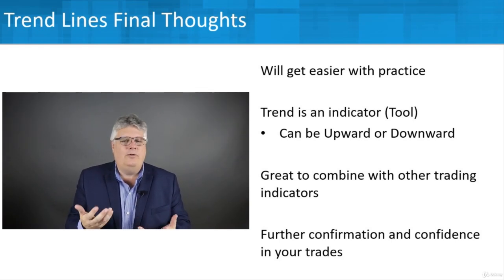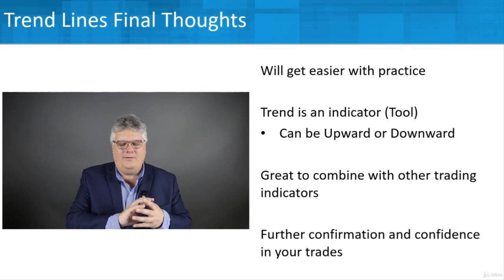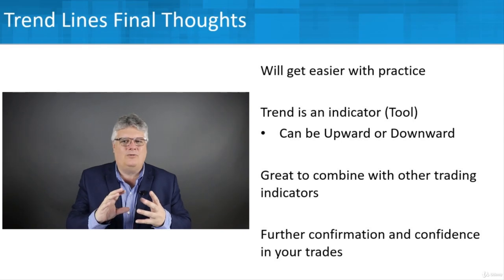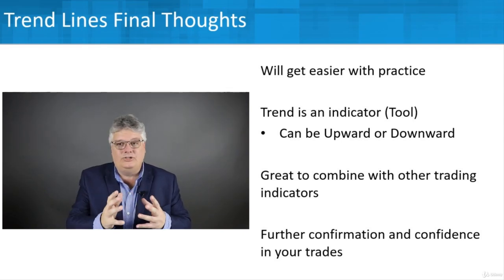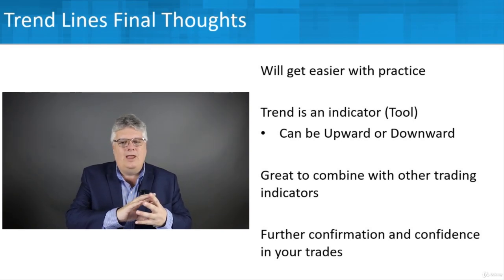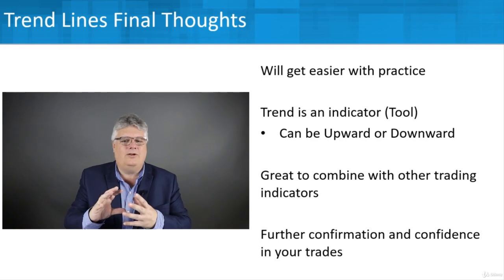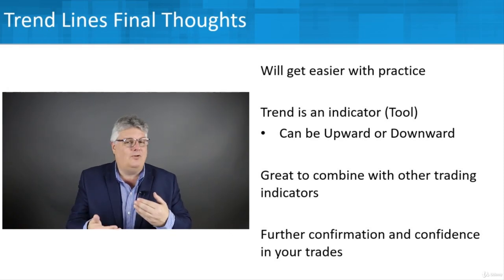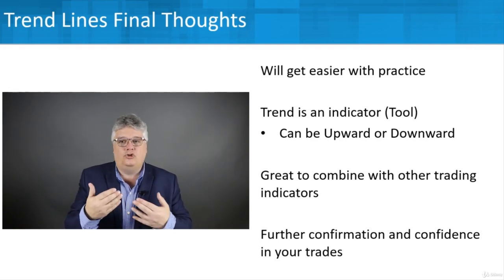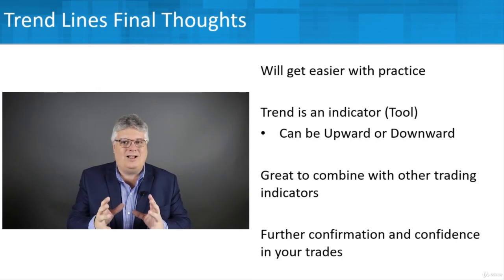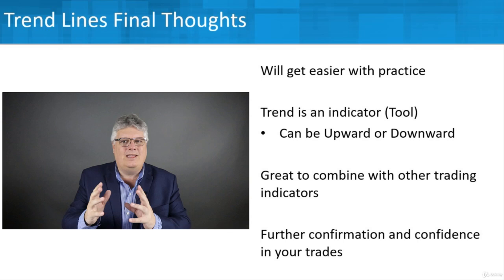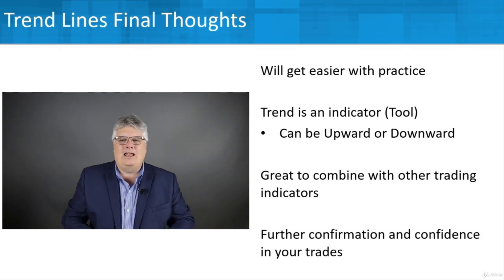And it's great to combine with other trading indicators. So if you have an upward trend, you could use another indicator like a moving average crossover, Bollinger Bands, lots of different indicators out there that we're going to learn about, or candlestick patterns, for example. You can use that with other trading indicators, and that'll help give you further confirmation and confidence in your trades, and also confirmation that you've drawn the trends correctly, and that it's all making sense and working out and being as predictable as anything can be.